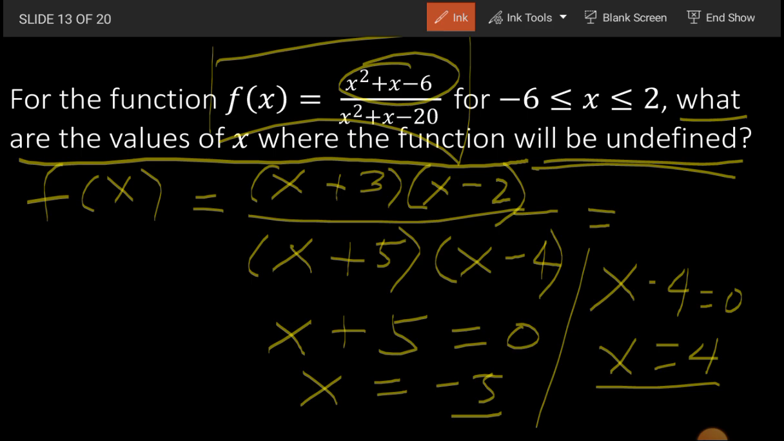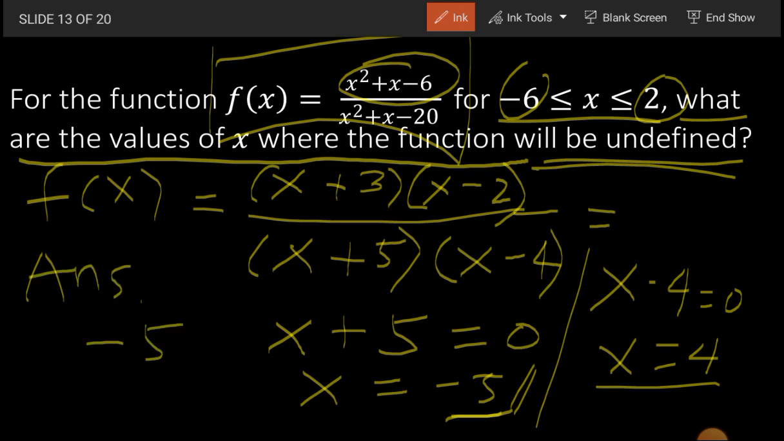But according to our condition, we just have to identify the numbers between negative 6 and positive 2 that will make the denominator 0. So only negative 5 satisfies this condition. Therefore, we only have one answer for the question, and that is negative 5.